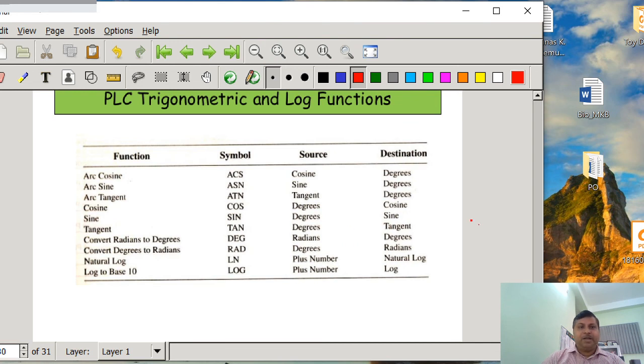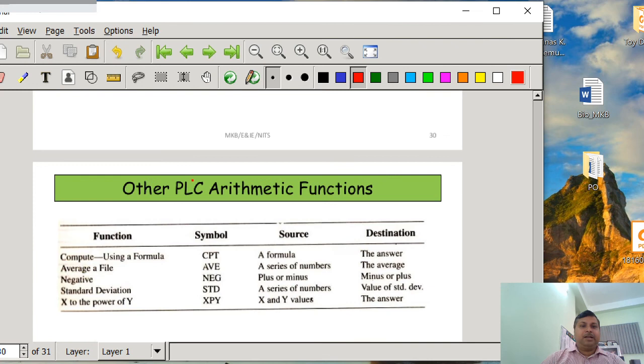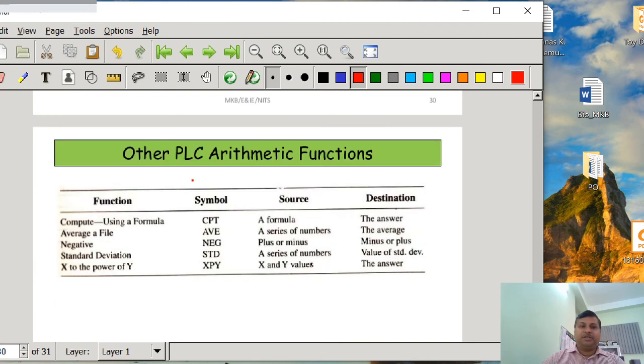These are some special trigonometric and log functions performed by the PLC. Find the arc function, which is symbolized by ACS. Arc sine, then sine, all these functions can be performed, and other PLC arithmetic functions can also be performed. They are average, file, negative, standard deviation, x to the power of y. All these functions can also be performed using the arithmetic functions of the PLC.